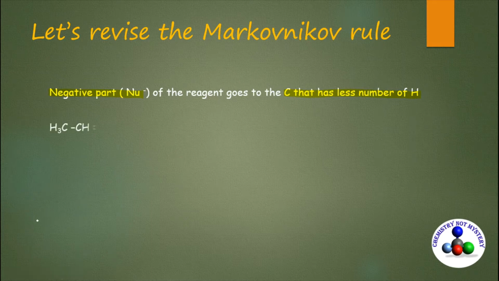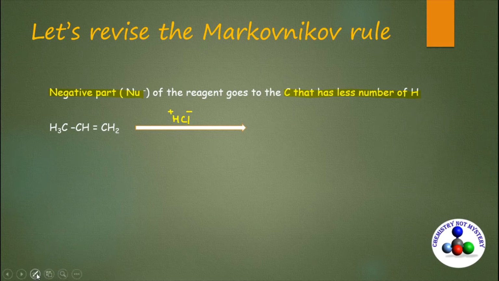Now try to apply this rule. So what do you get if HCl is added to propene? First identify the electrophile and nucleophile. HCl can be split as H plus and Cl minus. So H plus will be your electrophile and Cl minus will act as a nucleophile. So according to the rule, H plus will get attached to CH2 and Cl will go to the CH that has less number of hydrogens.